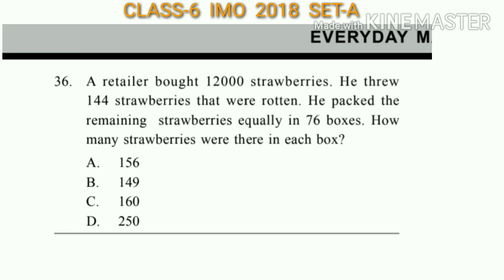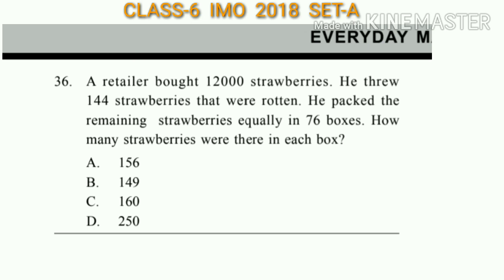So let's get started. Question 36. A retailer bought 12,000 strawberries. He threw 144 strawberries that were rotten. He packed the remaining strawberries equal in 76 boxes. How many strawberries were there in each box?